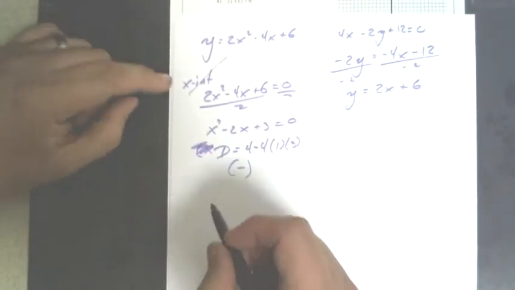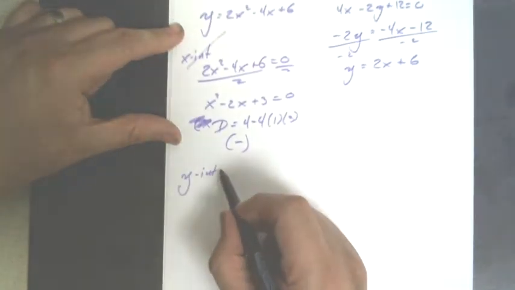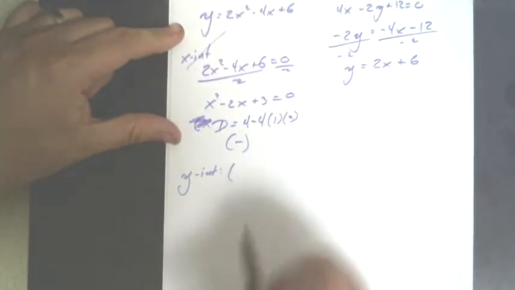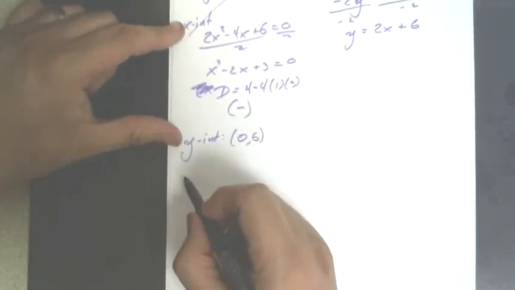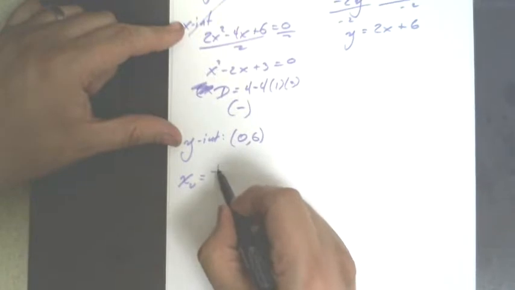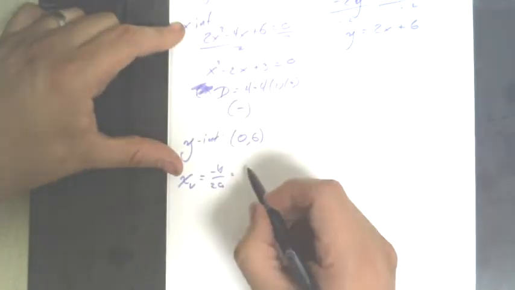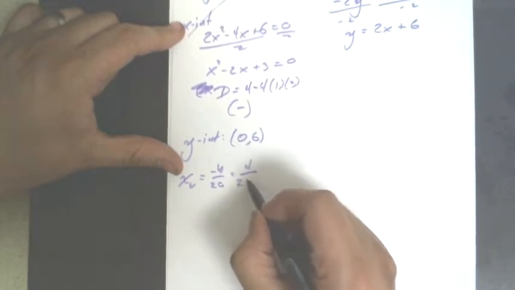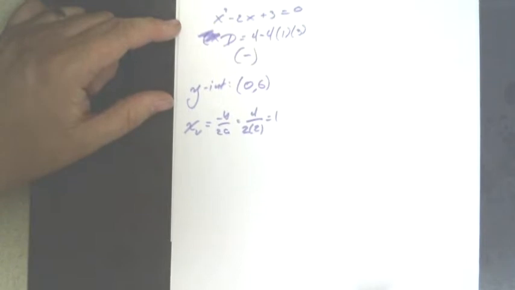No x-intercepts, bad. So the y-intercept is always the constant, since it's in standard form. So it's 6, so (0, 6). You want to find the vertex, the x value of your vertex, negative b over 2a. Make sure you remember that. So negative negative 4, so 4 over 2 times 2. So the x value of its vertex is at 1.